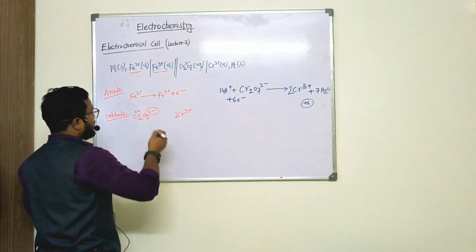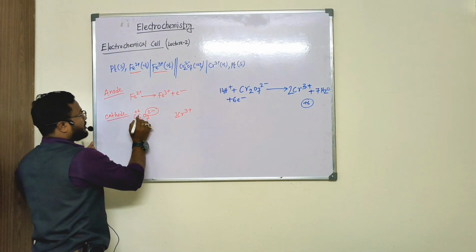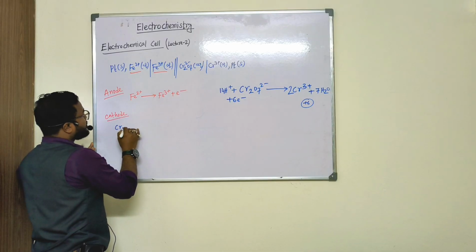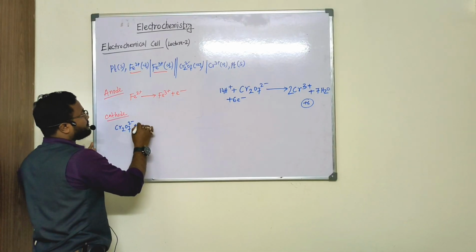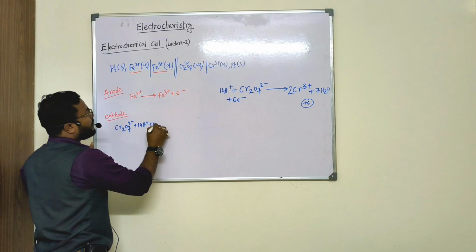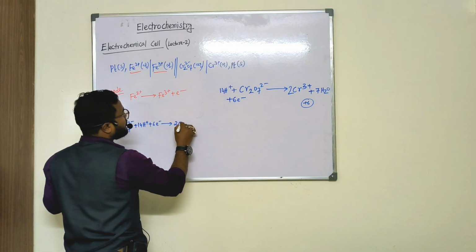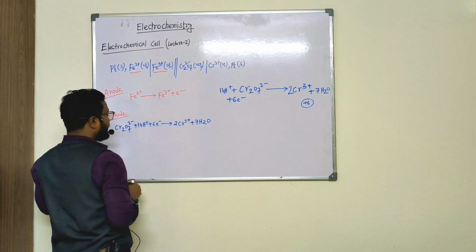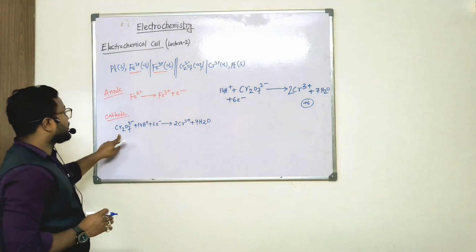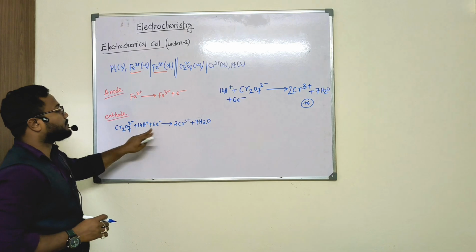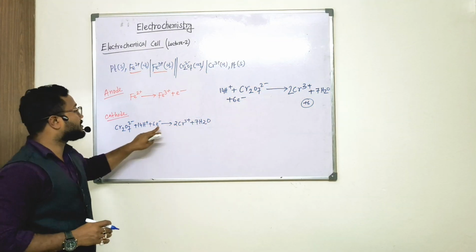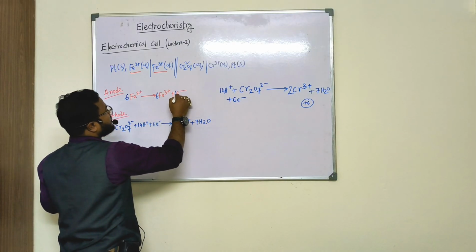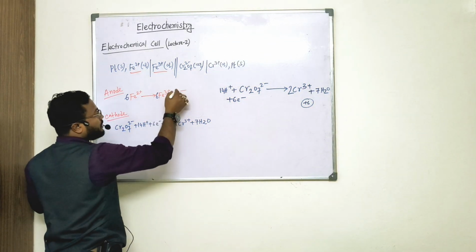Now I am going to write it on the left side, that is the overall reaction in cathode: Cr2O7 2⁻ plus 14H+ plus 6 electrons transferring to 2Cr3+ plus 7 water molecules. Now we can check here that 14H+ is completely balanced but 6 electrons are there. As a result we have to multiply with 6. Now both the electrons are removed.